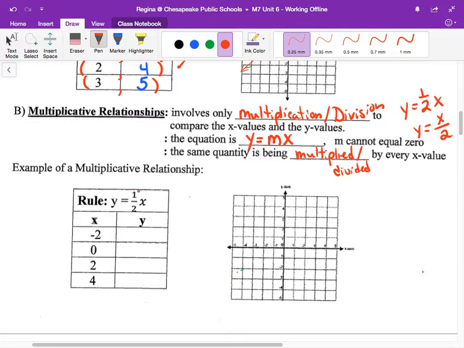All right, so here's our rule. 1/2, we're multiplying it by a half, so we can really say we're dividing by 2. So if we cut -2 in half, we'd have -1. If we cut 0 in half, it's just 0. If we times 1/2 by 2, that's 1, because we're basically dividing by 2. And if we cut 4 in half, that would be 2.